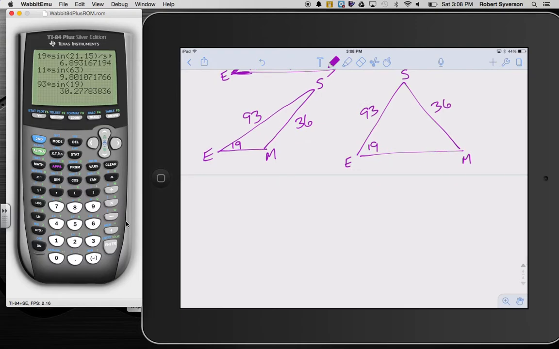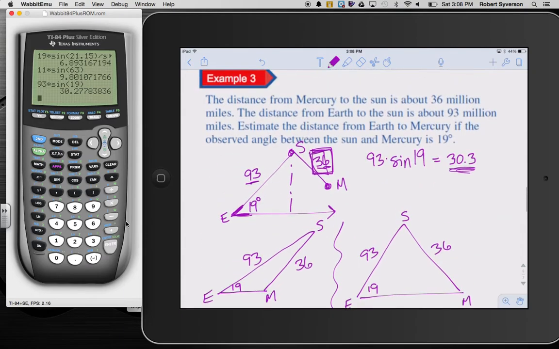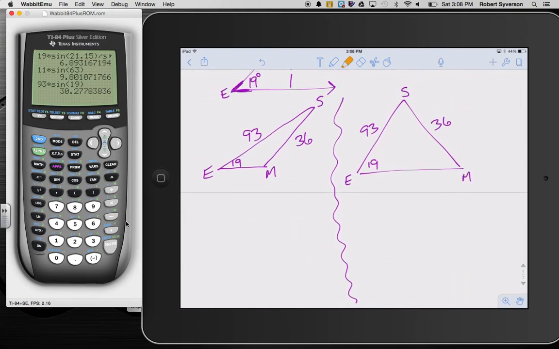I'm going to take my right down the middle there. And what we want to know, the question is actually asking us for, is to estimate the distance. Let me highlight this. Estimate the distance from Earth to Mercury. Okay, so what I want to know is this distance from Earth to Mercury.